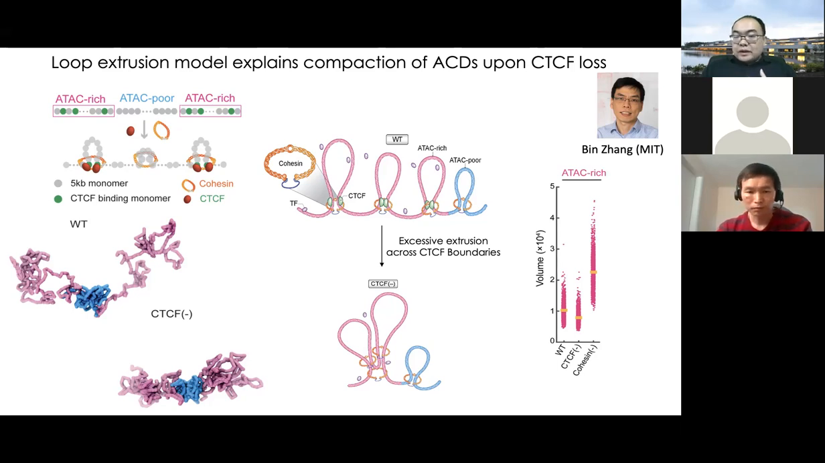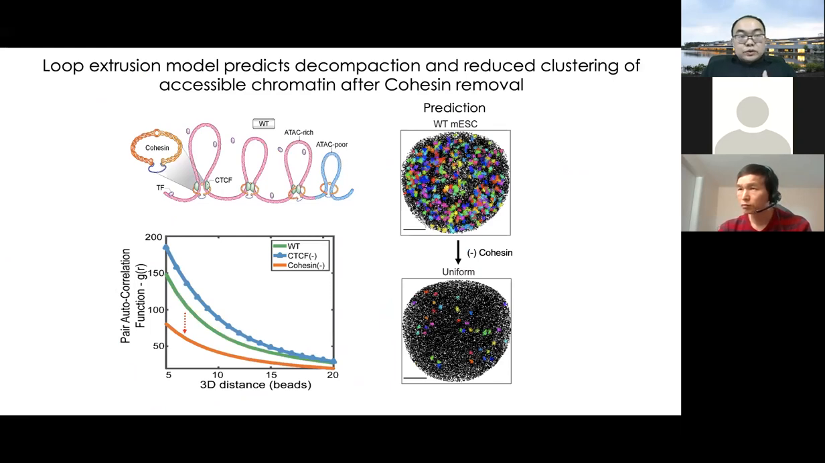the volume. And at that time, because this is a very easy experiment to do, we also asked Bing to simulate what happens after we deplete cohesin. What Bing found is that if we deplete the cohesin, this can induce dramatic expansion of this accessible chromatin. At the same time, this loop extrusion model also predicts that after cohesin loss, we should observe much less clustering of these accessible chromatin in single cells.